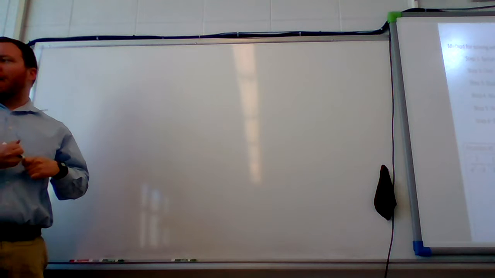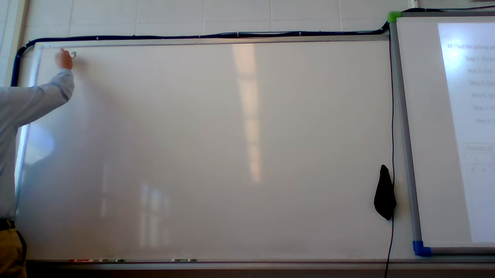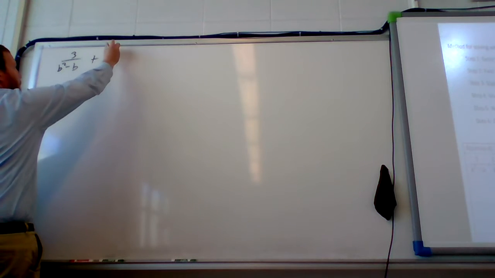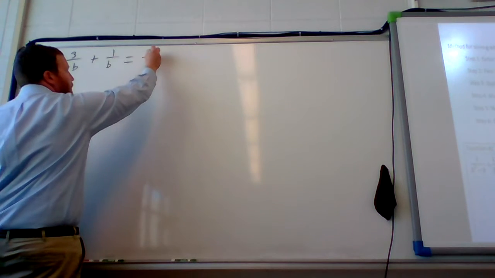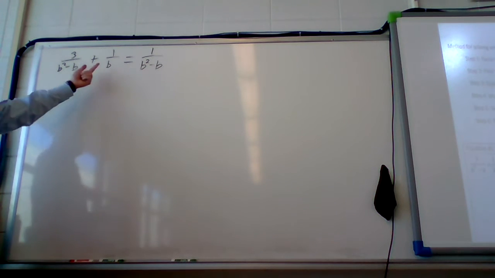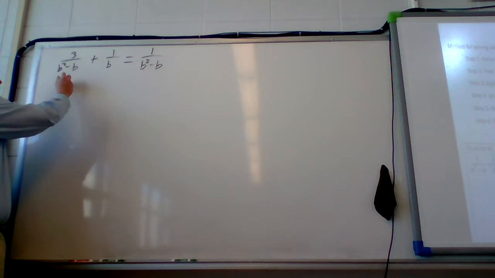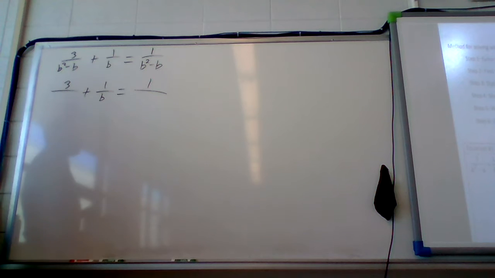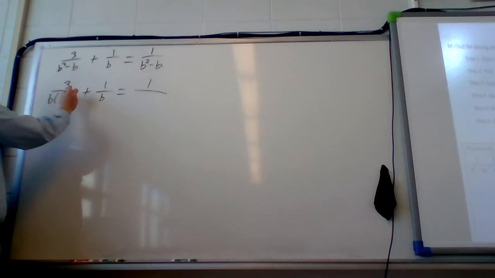So step number one, we want to factor our denominators. So our first equation, we've got 3 over b squared minus b plus 1 over b equals 1 over b squared minus b. So again, that first step, we want to factor our denominators. In this case, this one's already factored, but the b squared minus b, what can we do to factor that? Right, we can take out the GCF, that b, so that's going to leave us with b times b minus 1.